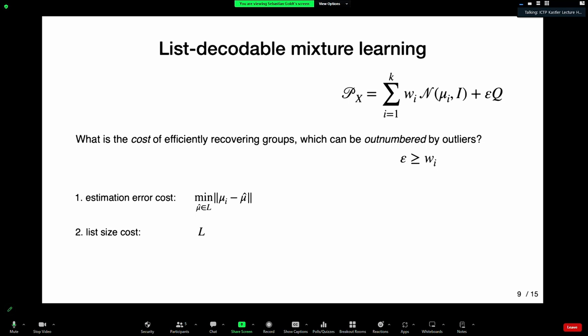So the cost, you have two costs, as I said. First is the error cost, and the second is the list size cost. The error cost is how closely you approximate. So the answer is that you don't pay in the estimation error, and you only pay in the list size from having some small groups in the data. So what do I mean by that?